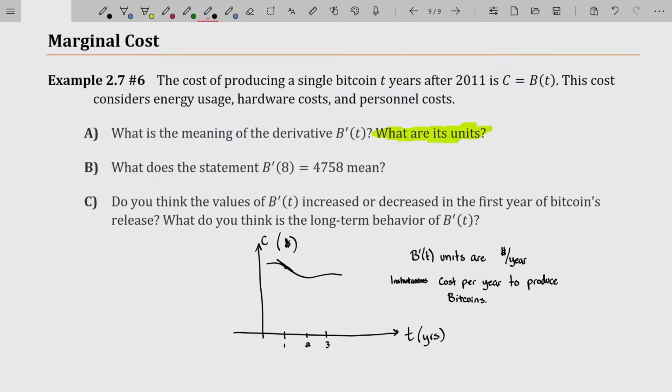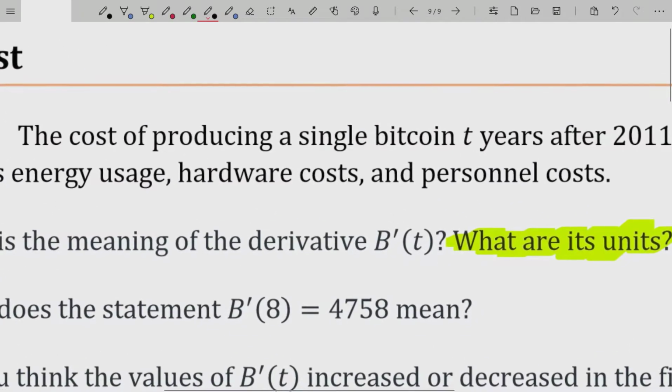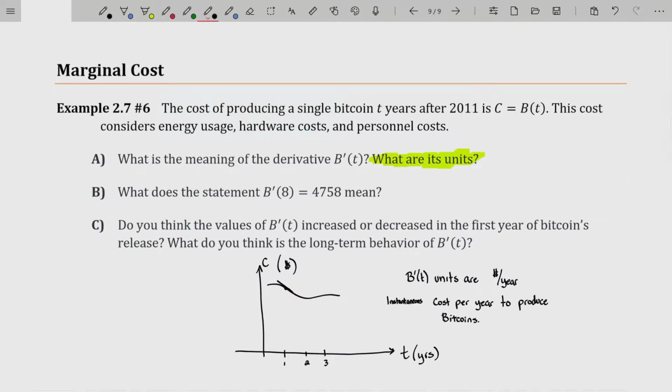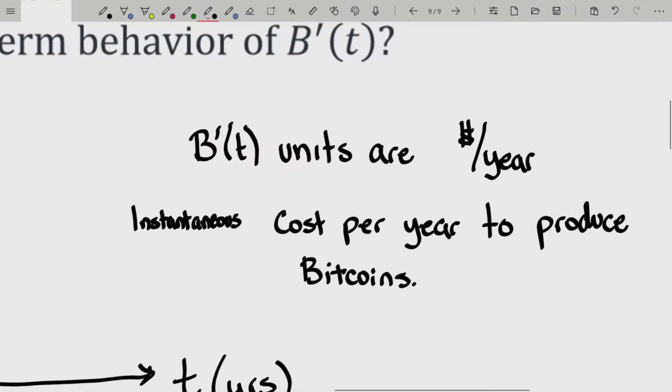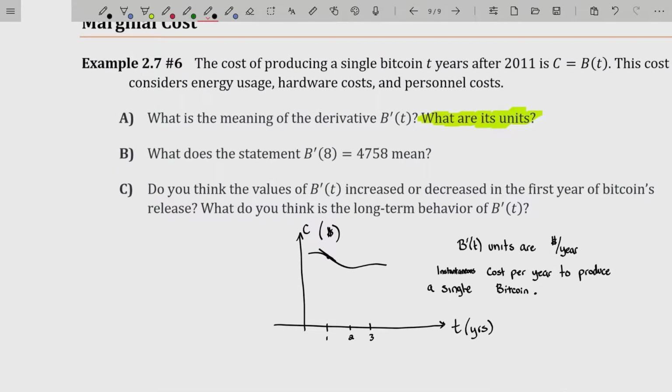Now, I should be very clear here. This is actually the cost of producing a single Bitcoin. So, it's the instantaneous cost per year to produce a Bitcoin, not Bitcoins, but to produce a single Bitcoin. And that's going to be important in our discussion. All right. So, let's see. That's actually the meaning of it too, by the way. We covered part A altogether.